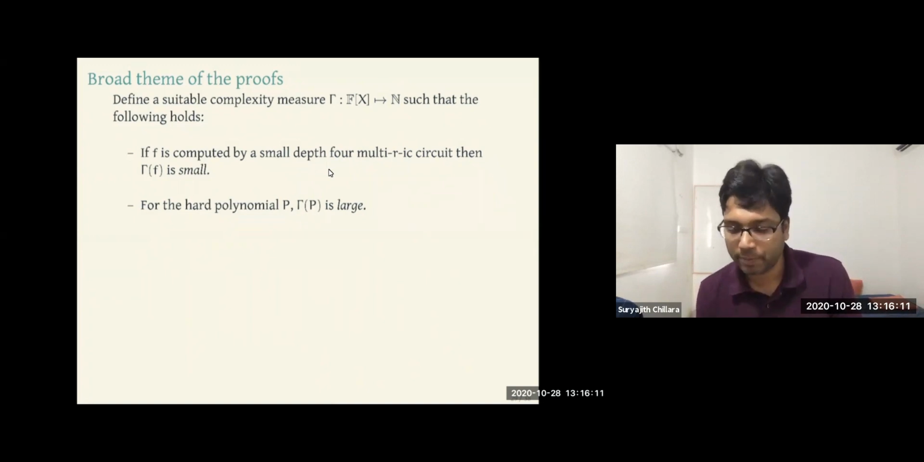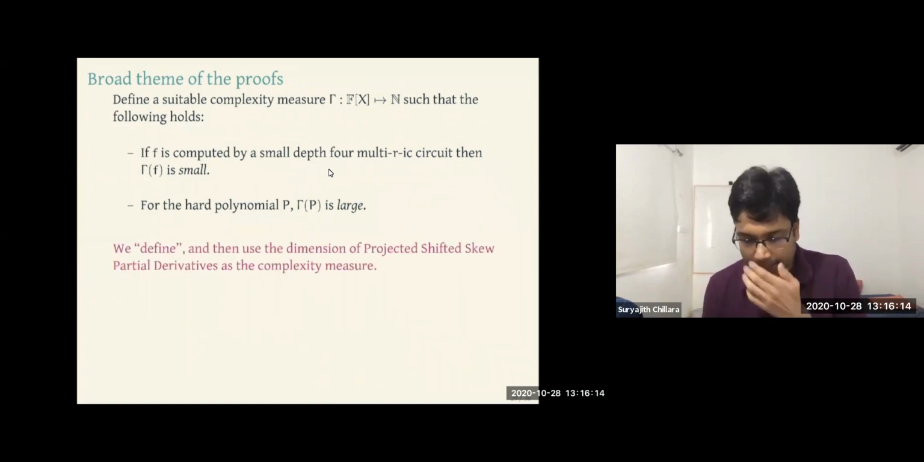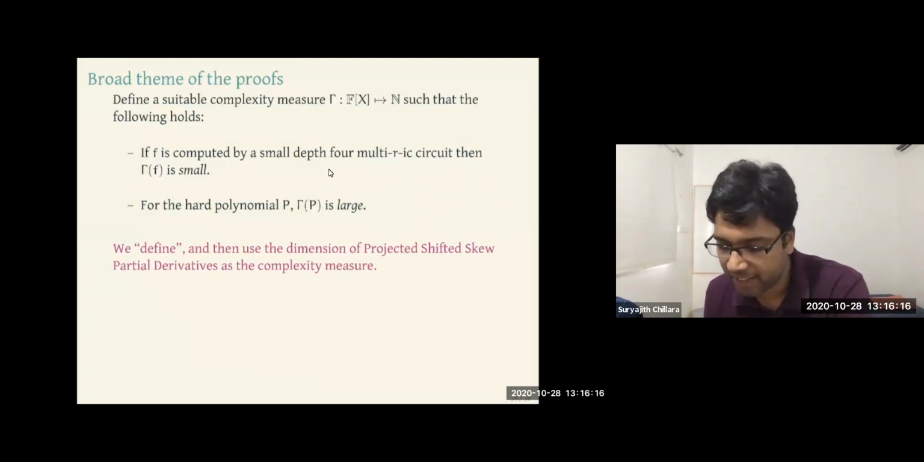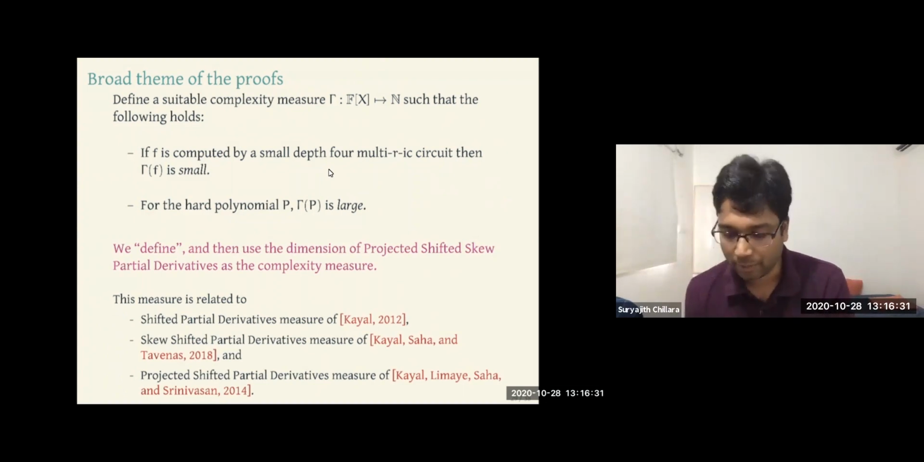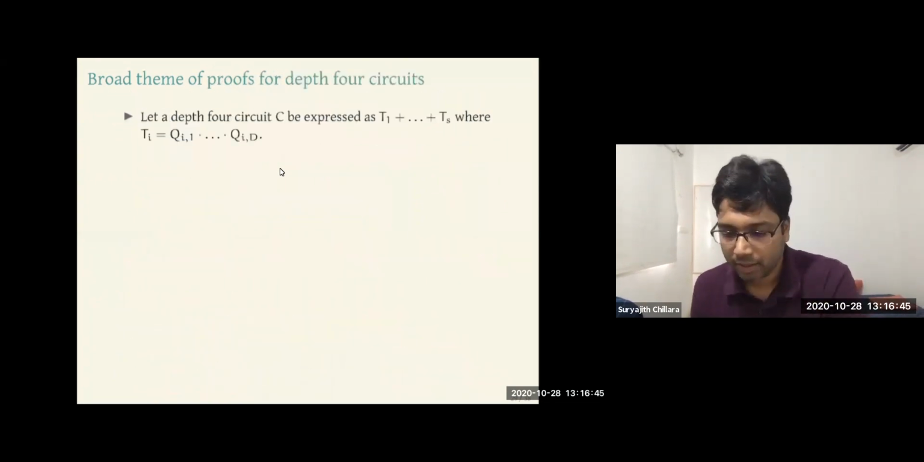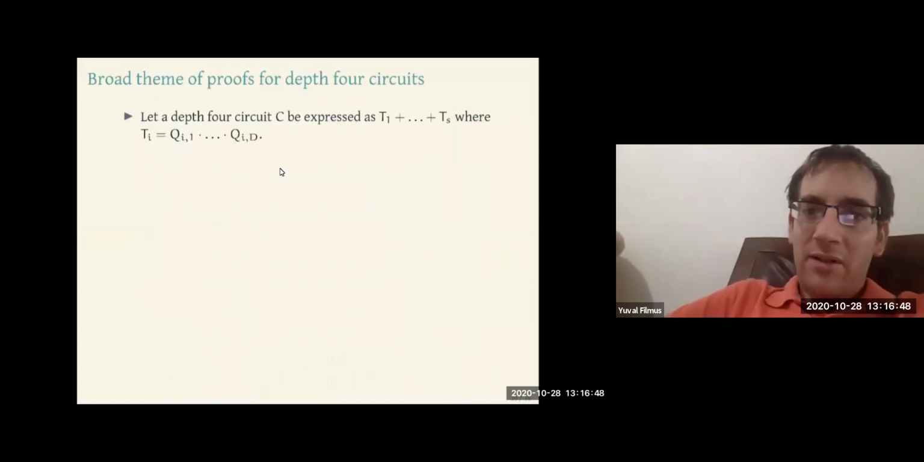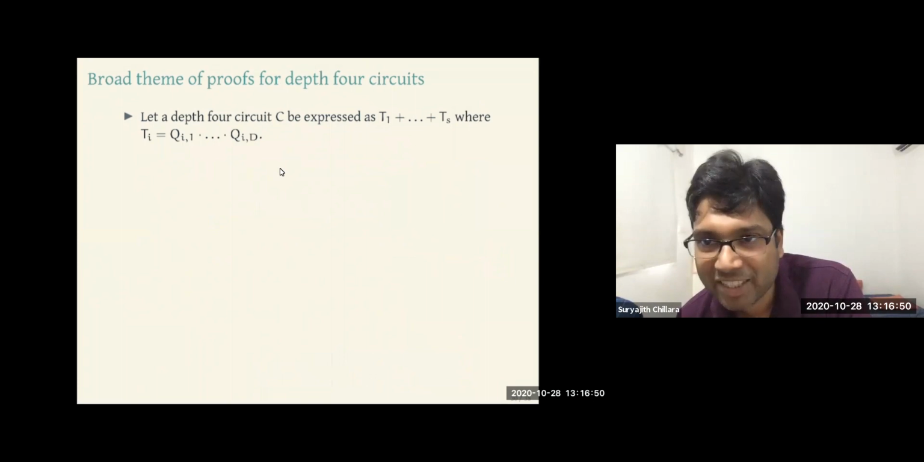This is a theme which is also prevalent in Boolean circuit complexity. And we actually define a complexity measure that we call projected shifted skew partial derivatives, which is a mouthful. This complexity measure is related to shifted partial derivatives. It's an amalgamation of all the known complexity measures, a hybrid of all these complexity measures that are known before. So let me just give you a snapshot of what happens. Is this also a rank measure? Yes, it's a rank measure.